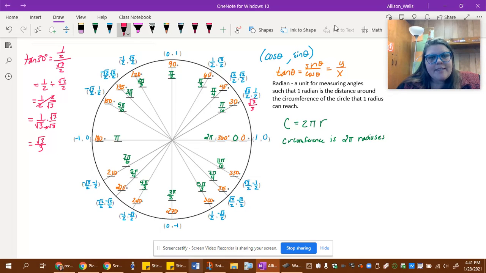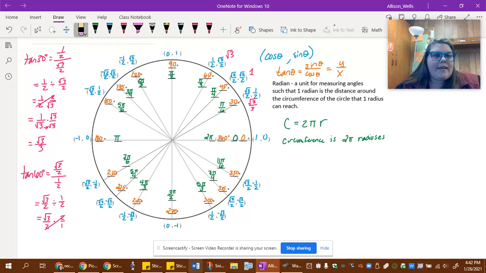For the next point, it's actually even easier. Tangent is y over x. Well, in this case, our y and our x match. And anytime you divide something by itself, you're going to get 1. So that means the tangent here is 1. And then our last point in that first quadrant is tangent at 60, the y over the x. This one's a lot easier than the first one, I promise. And then keep, change, flip. It's just square root of 3 over 1, which is square root of 3.